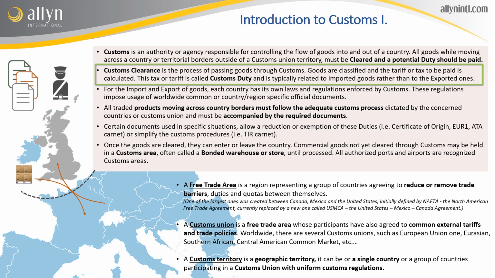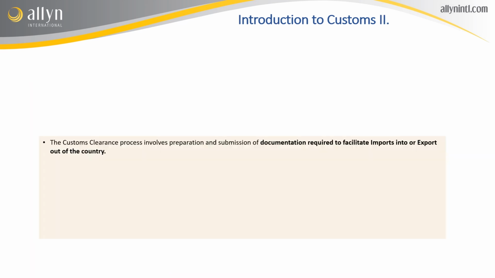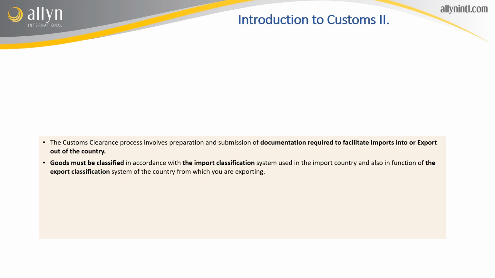This module will provide more details related to the goods classification part of the customs clearance process. The customs clearance process involves preparation and submission of documentation required to facilitate imports into or export out of the country. It also involves, as we will see in the following slide, the need to correctly classify your goods in function of the national or imported goods classification system of the country to which you are importing, and most likely also in function of the export classification system of the country from which you are exporting.